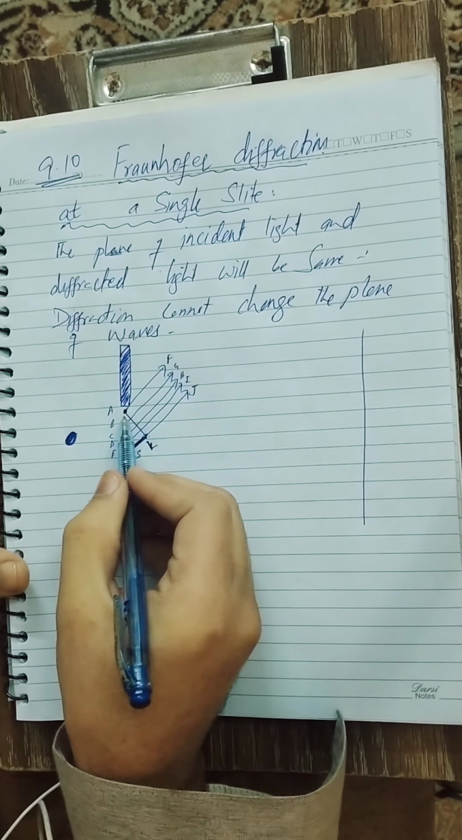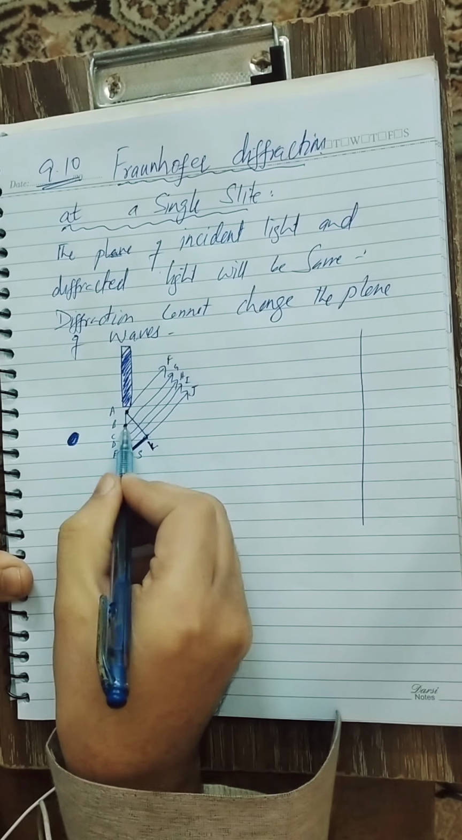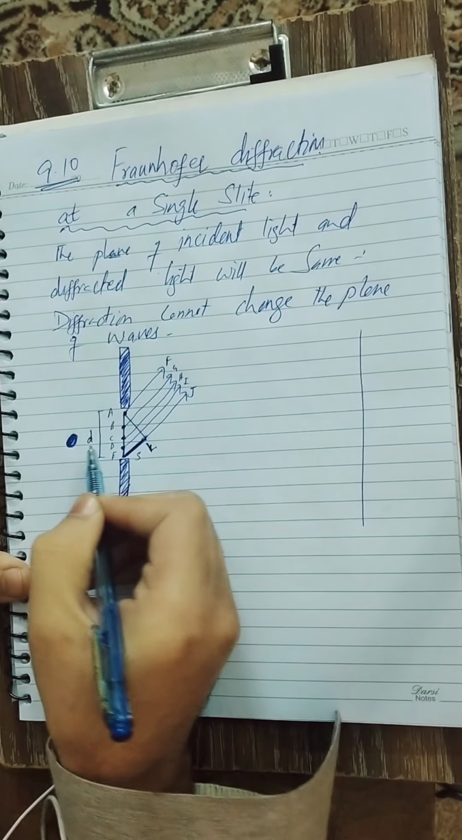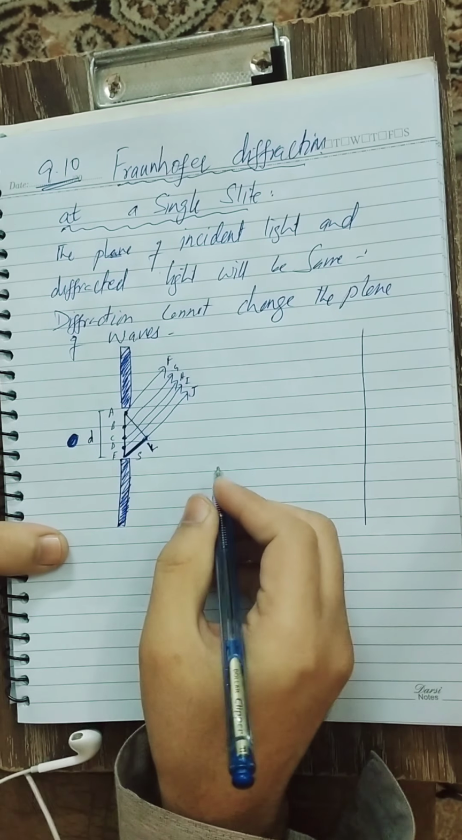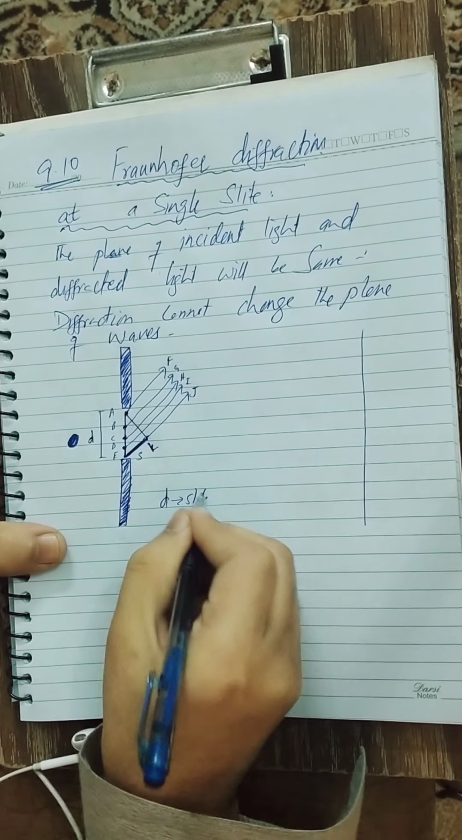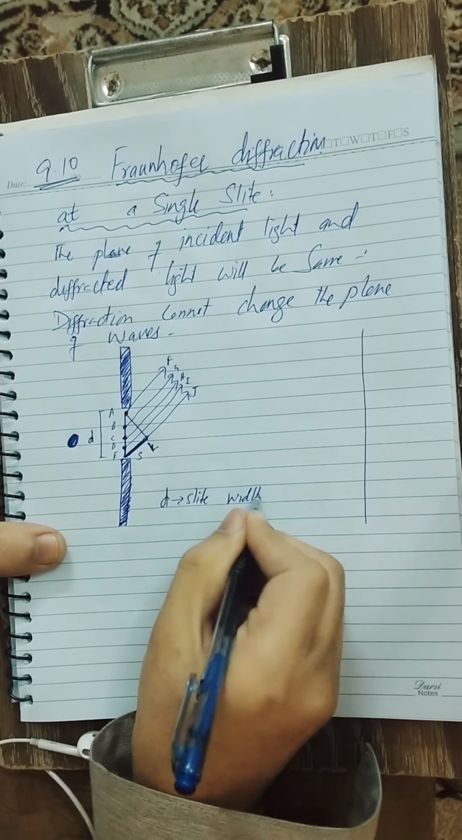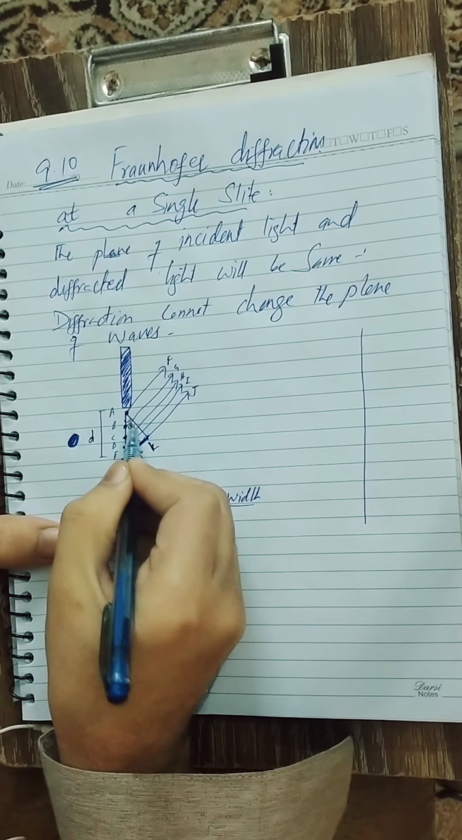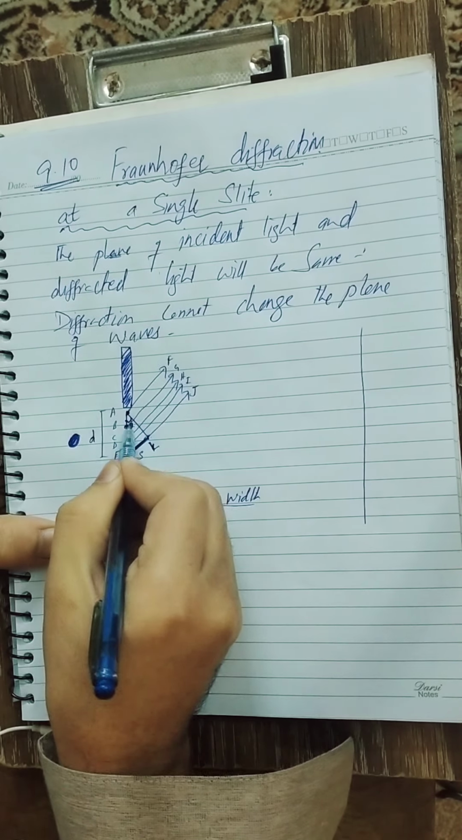Now this is the line from A to E. The distance between A and E is called small d, the slit width. Remember, d is called the slit width or slit spacing or grating element. This is the angle of diffraction, theta.